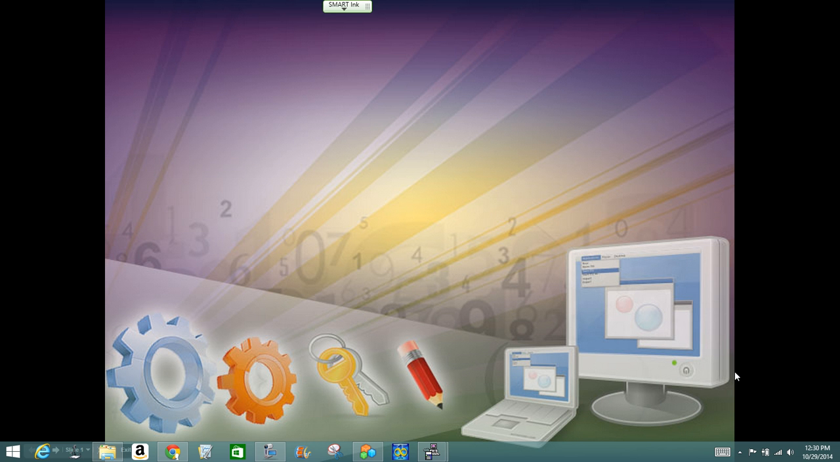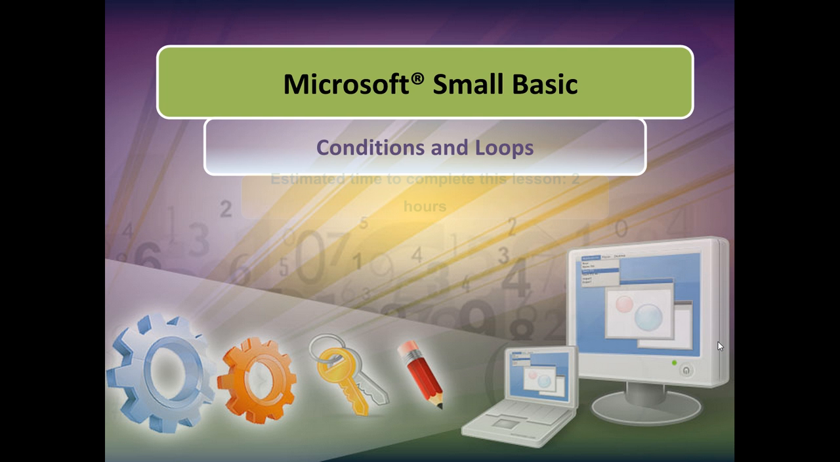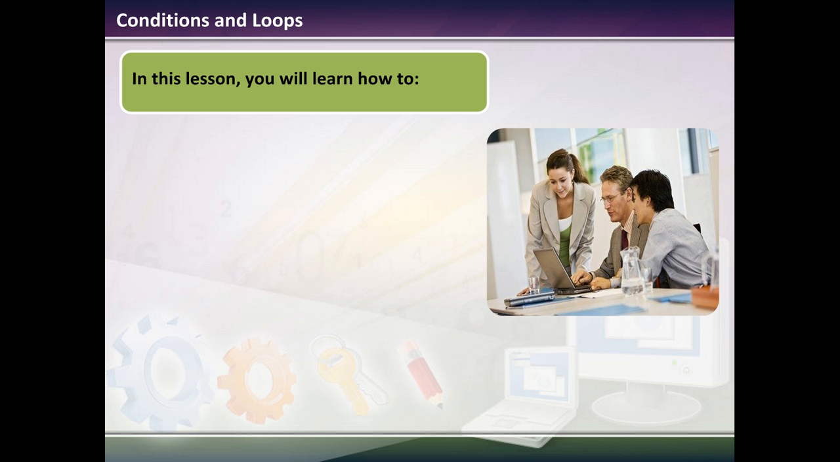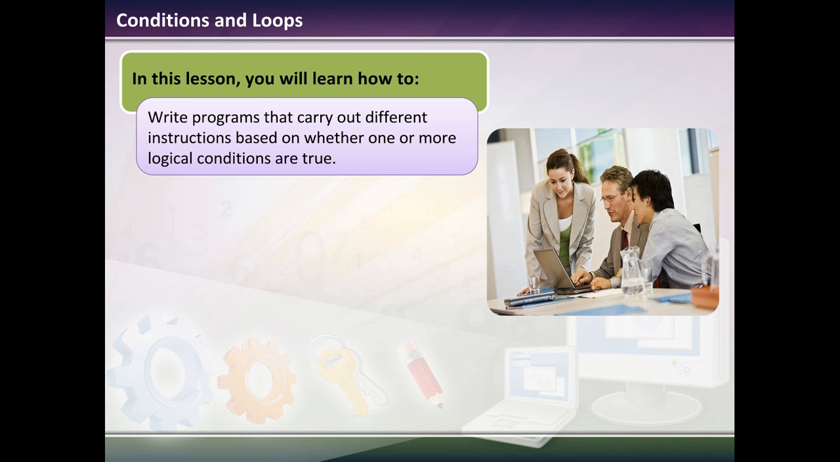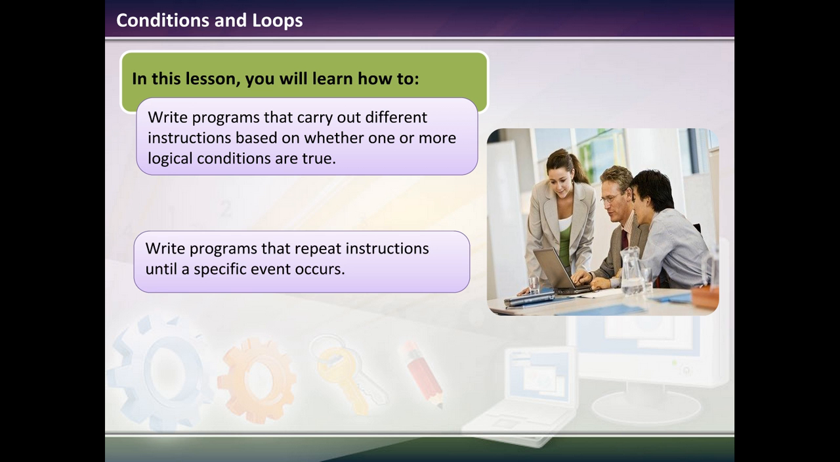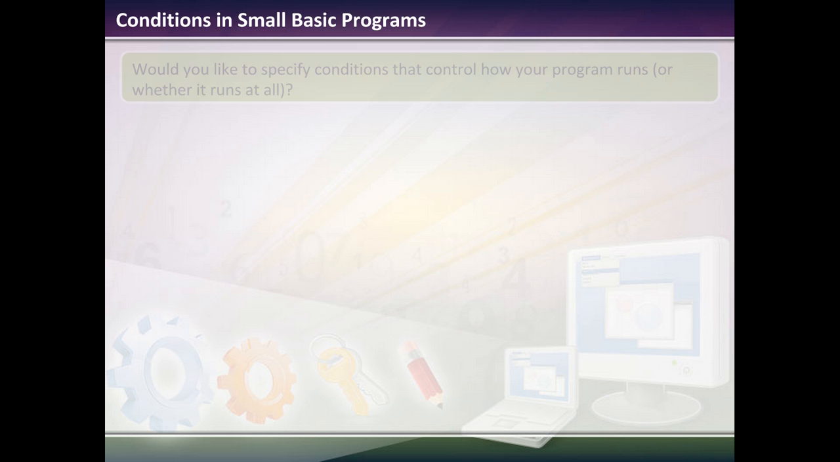Alright, so for 1.4, we're going to talk about conditions and loops. In this lesson, we're going to talk about writing programs that carry out different instructions based on one or more logical conditions that are true. We'll write programs that repeat instructions until a specific event occurs.